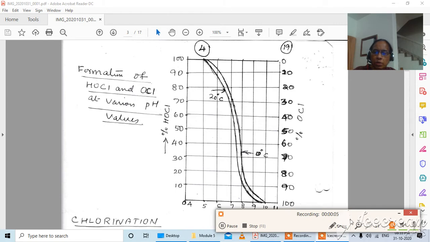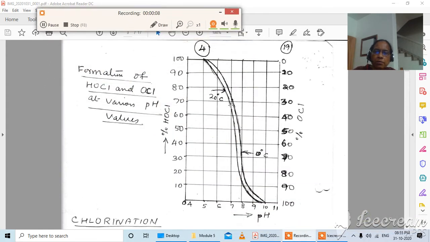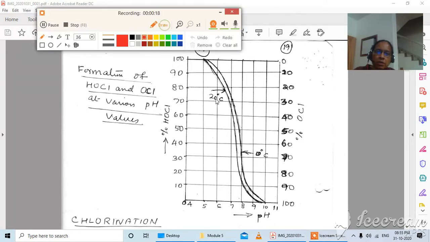Okay, now here you can see the graph. This side is OCl and this side is HOCl. Now here at pH 7.5, if you take this, almost 70% of HOCl is there and OCl is 30%.